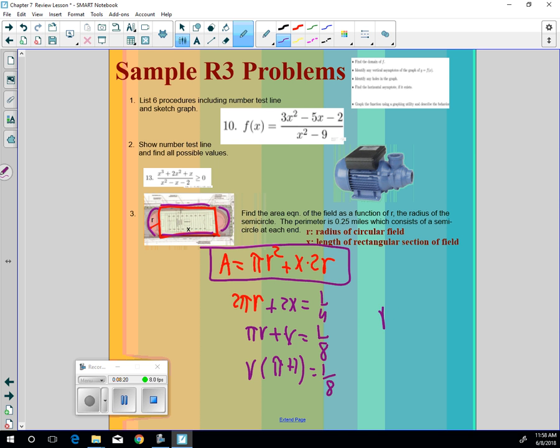So r is going to be, right, 1/8 times 1 plus pi, which is going to be equal to 1/8 plus 8 pi. That's what x is. I think I did this wrong. Let's try this again.